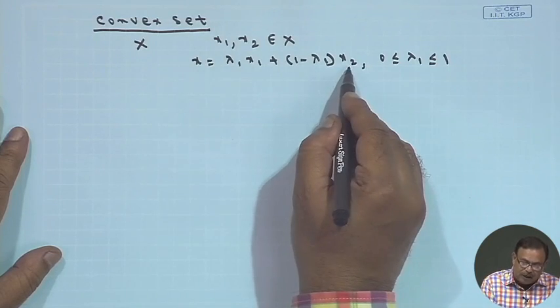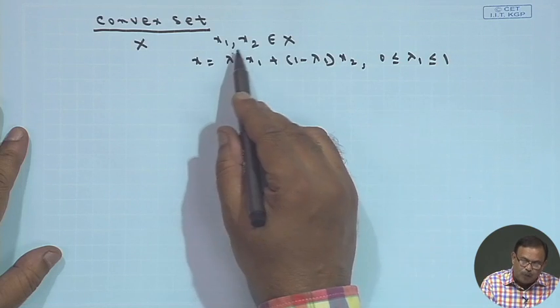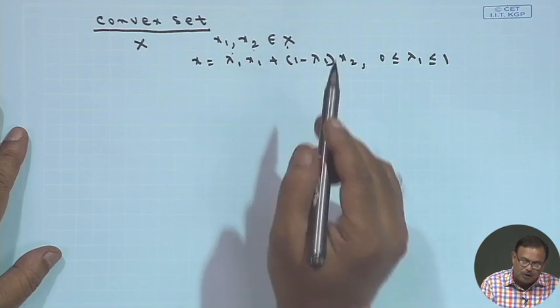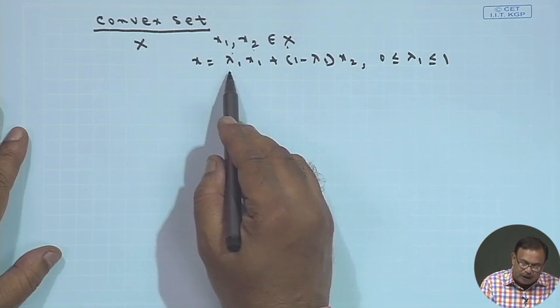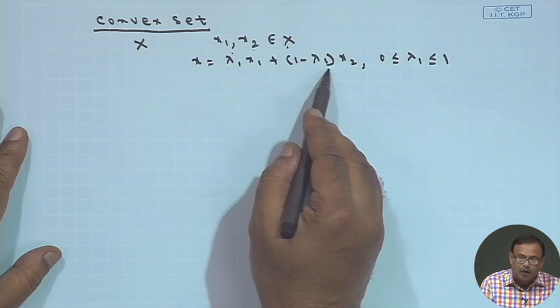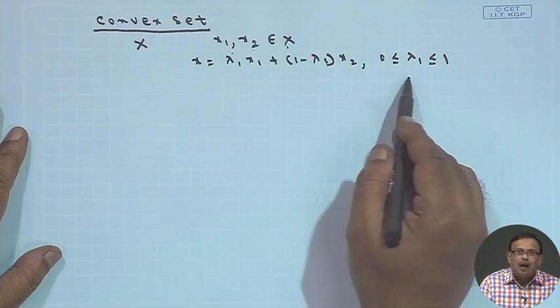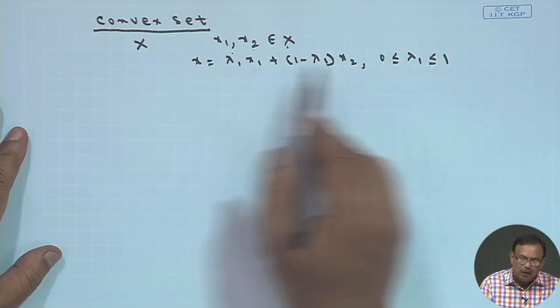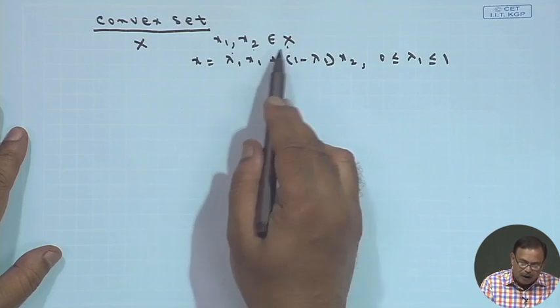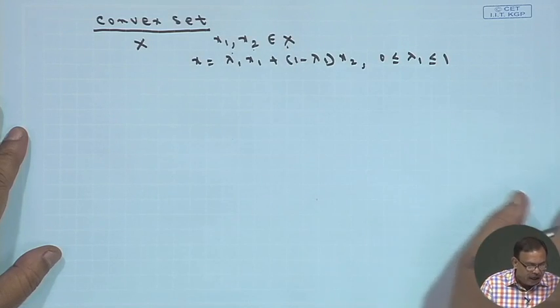So, if this is satisfied for any 2 points x1, x2 belonging to X, if x equals lambda 1 x1 plus 1 minus lambda 1 into x2, where lambda 1 lies between 0 and 1, then x must be a member of the set X.